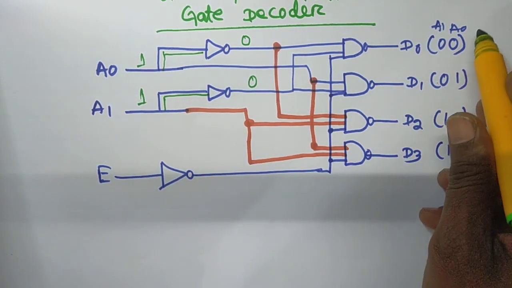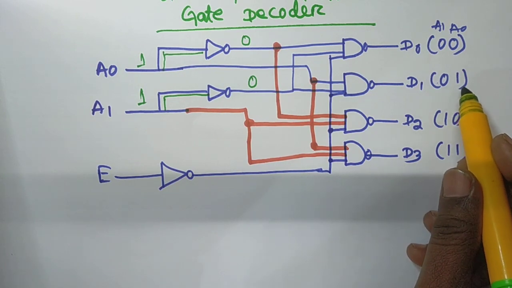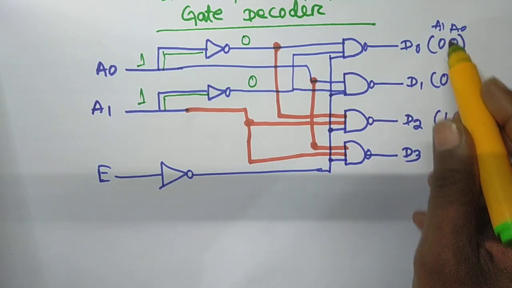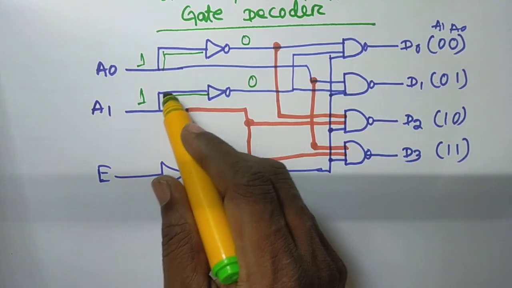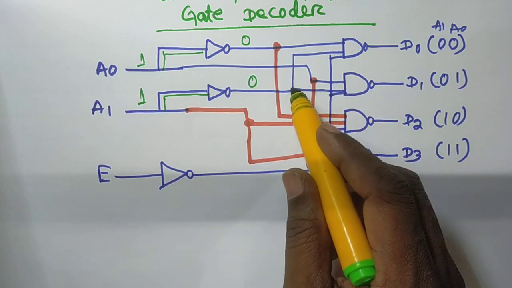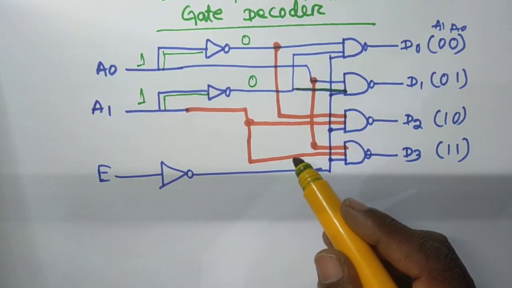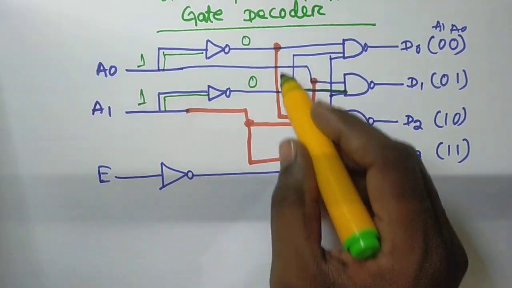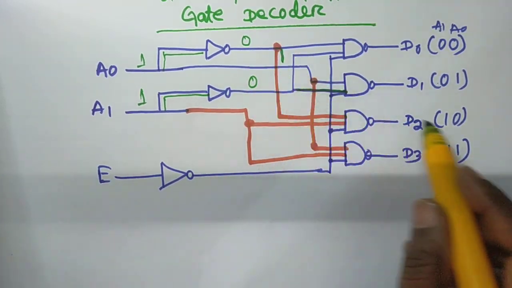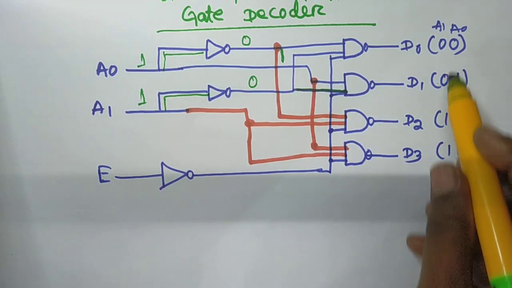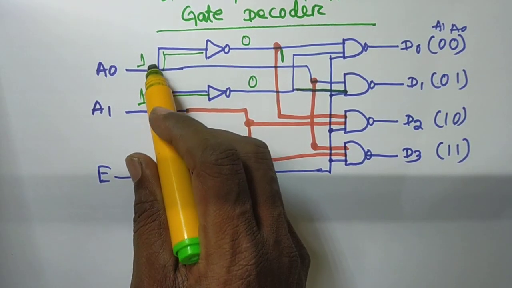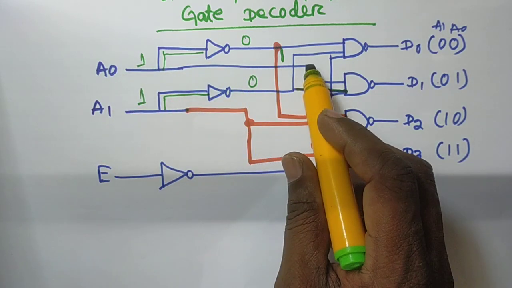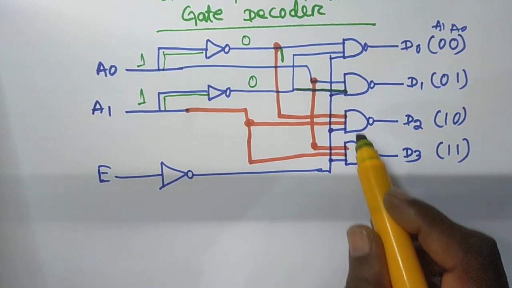Here A0 is 1. If A0 is 1, you see A0 1 means this path will connect. Okay. A1 is 0. That means through inverter A1 0. Through inverter we can define here. Similarly, A0 is 0. It will come 0. Here is this path. It will come 0. Next, A1 is 1. A1 means here. You see, very simple way. It is 1. It will come 1. Sorry, here.